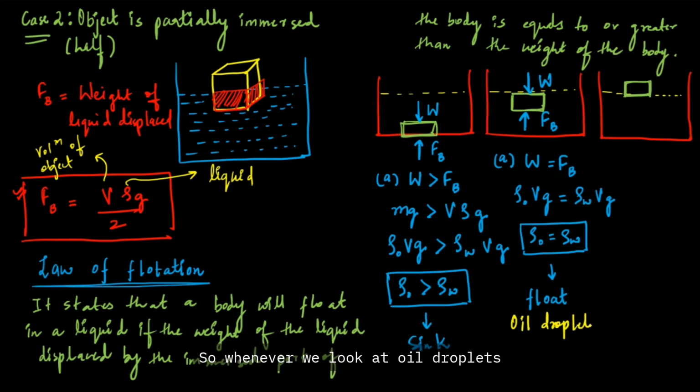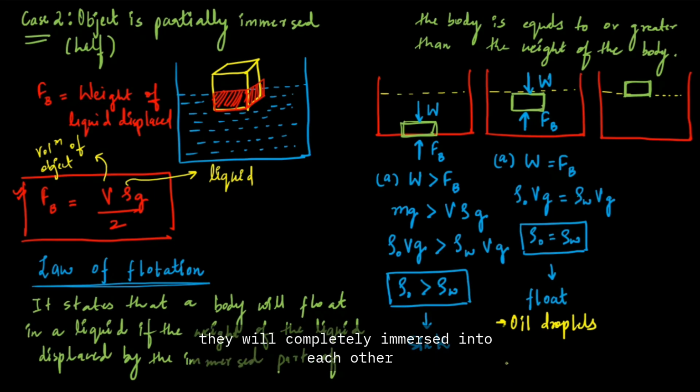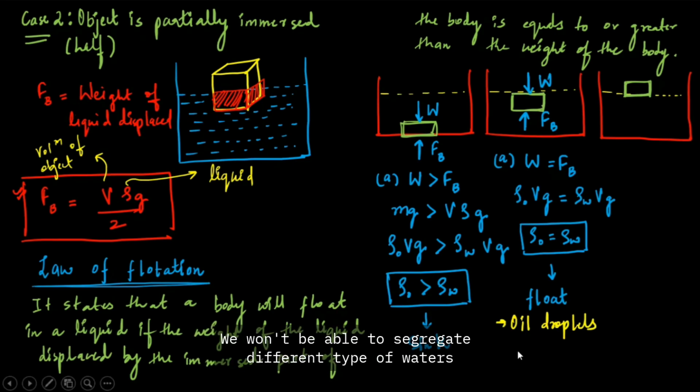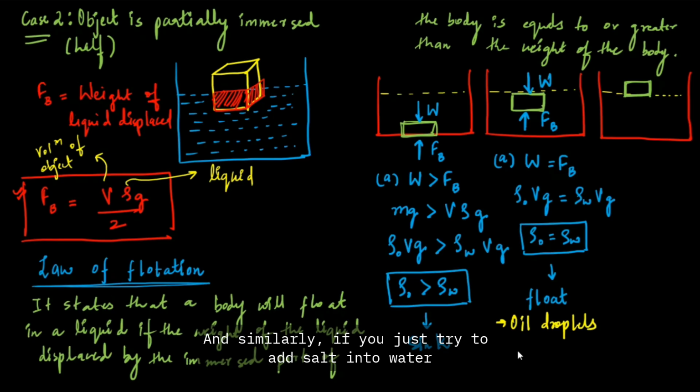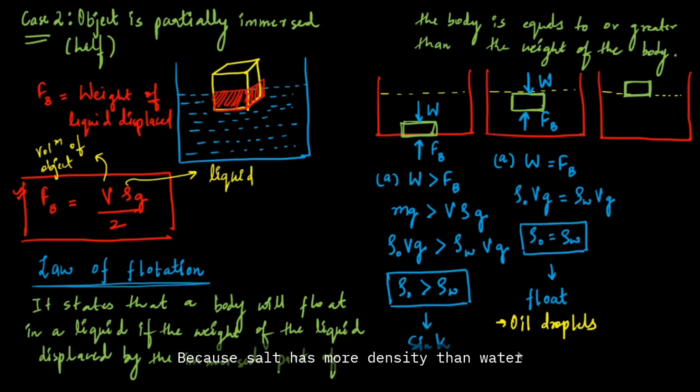Whenever we look at oil droplets, they always float on the water. Why? Because of that only. The density is almost equal. If the density is completely equal, they will completely immerse into each other. Like if you try to mix water with water, we won't be able to segregate different types of waters. But if we put oil into water, we'll see that oil will float because oil has a little less density. Similarly, if you add salt into water, we'll observe that salt will settle down at the bottom. Why? Because salt has more density than water. So these are the different cases that we actually see here.